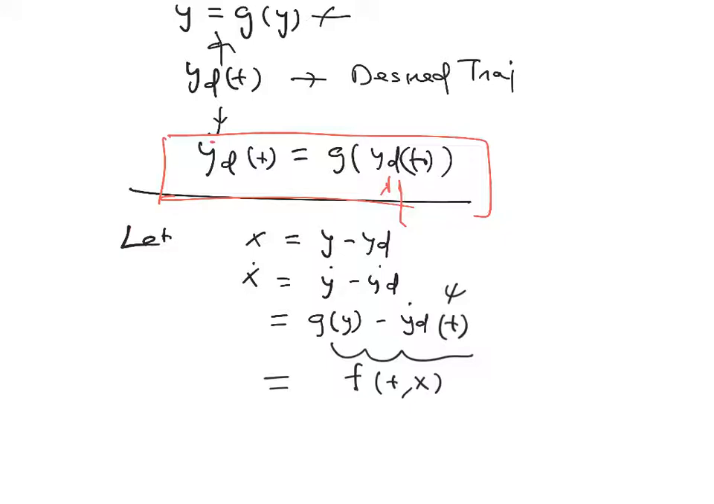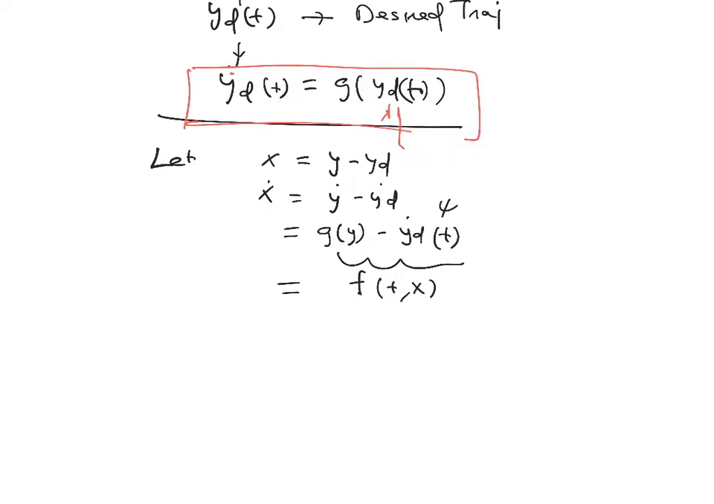And that's because this is purely a function of time. This y can be written from here. What is y? Y equals x plus y desired, right? X plus y desired, and then you have minus y dot desired of t.